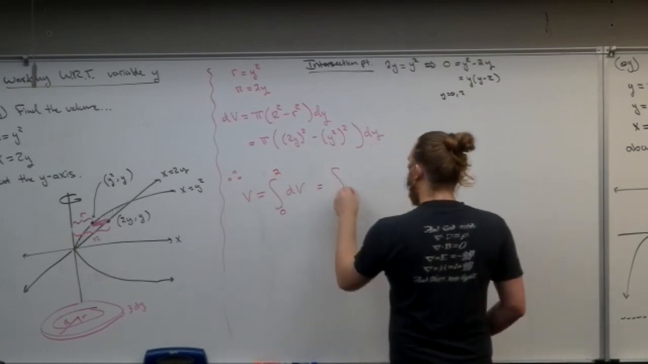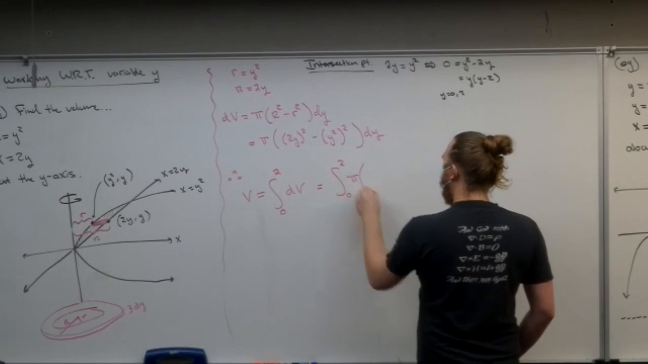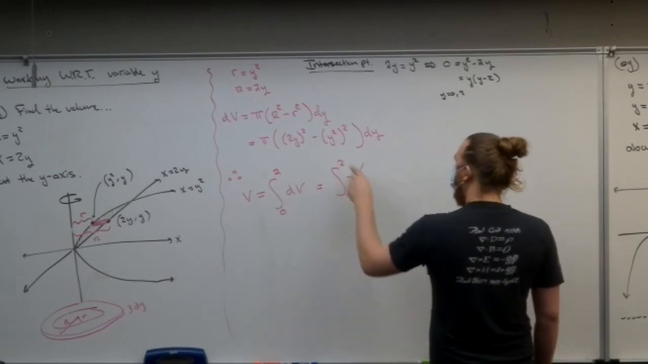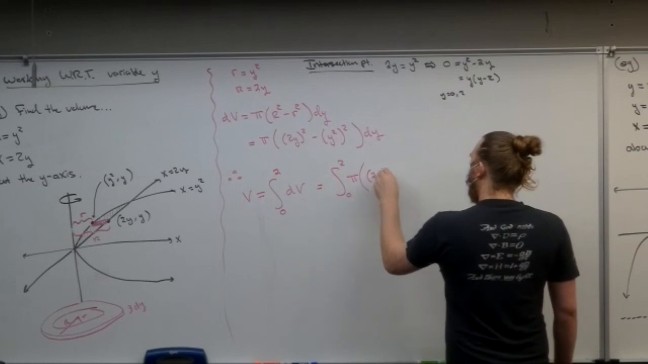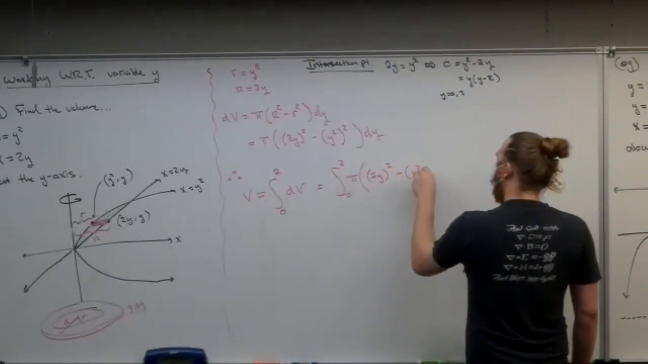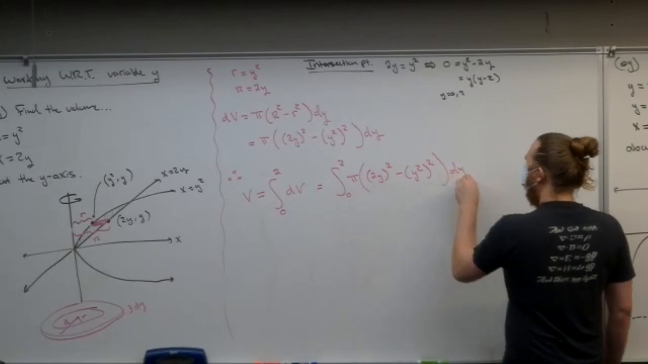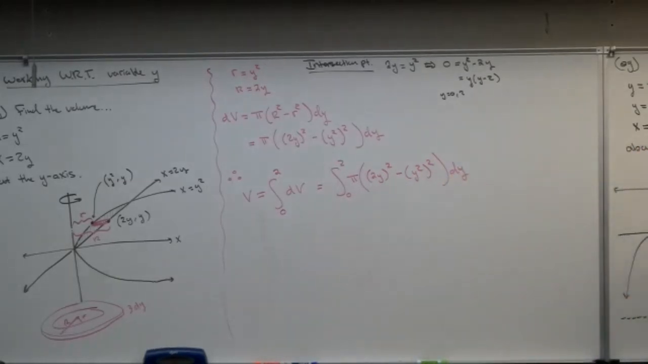So that's the integral from 0 to 2 of pi times the bracket (2y)^2 minus (y^2)^2 dy, like this. You can see similarities to the area problems, right? Sketching regions, drawing strips, thinking about bounds, it's all the same. The only difference is now you have to also think about this axis of rotation and the distance from the near end of your strip to that axis of rotation, the far end of the strip to the axis of rotation. The closest thing I can give you to a formula.